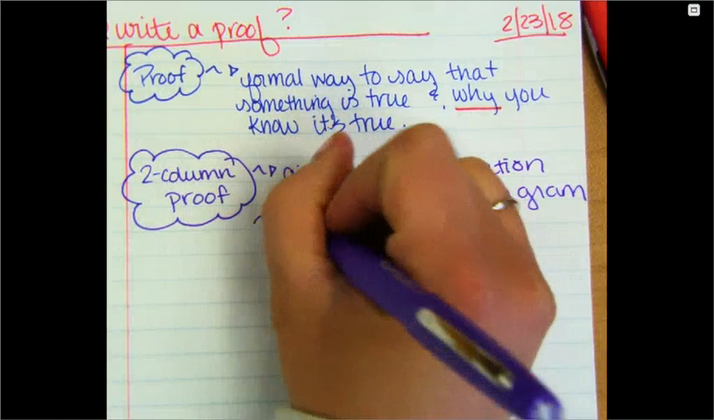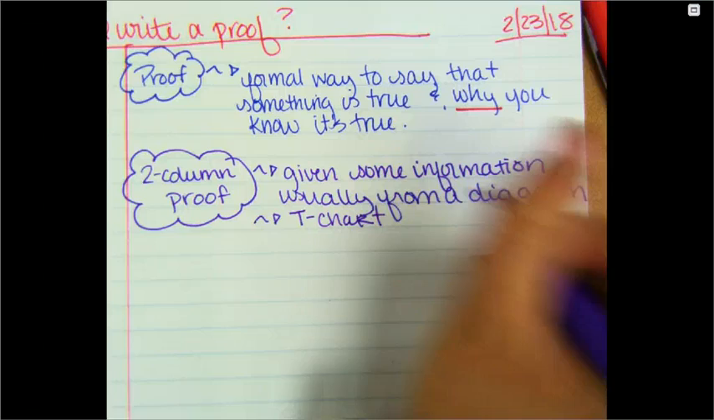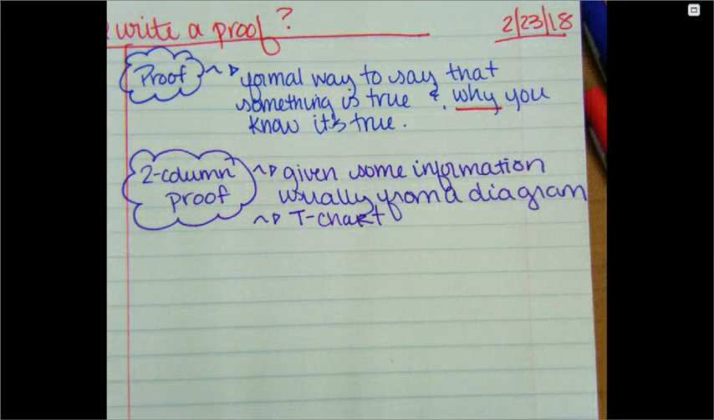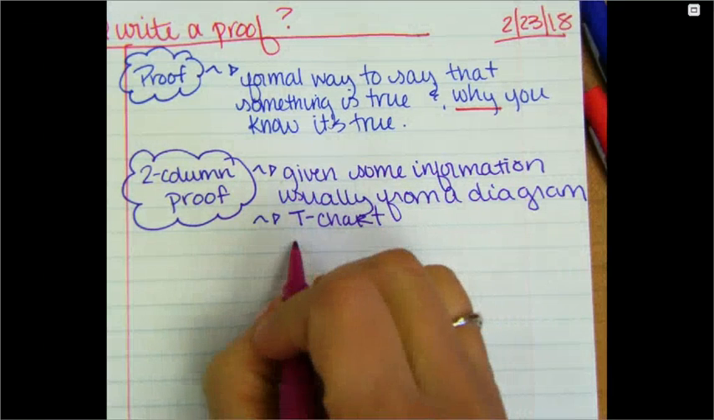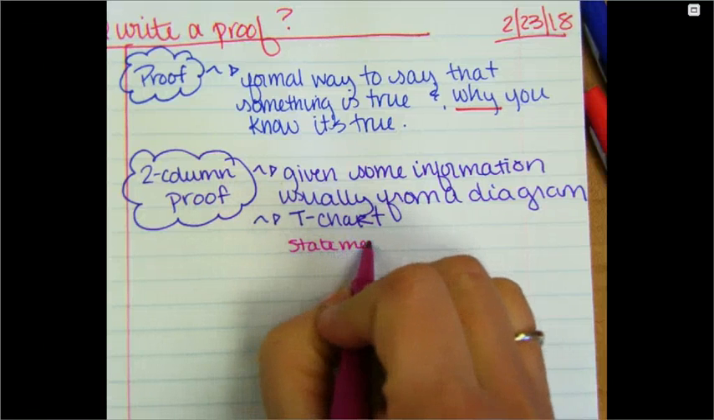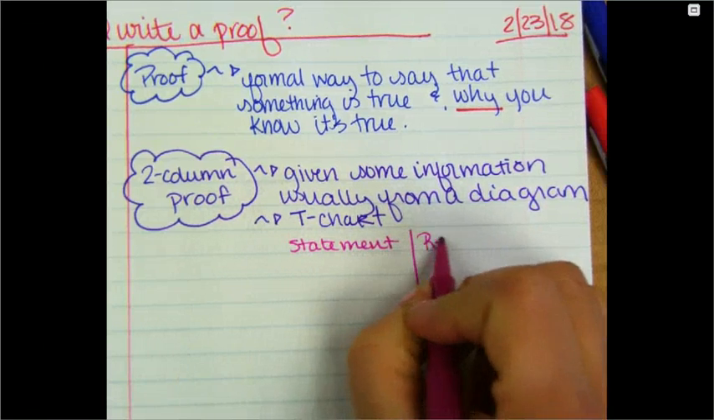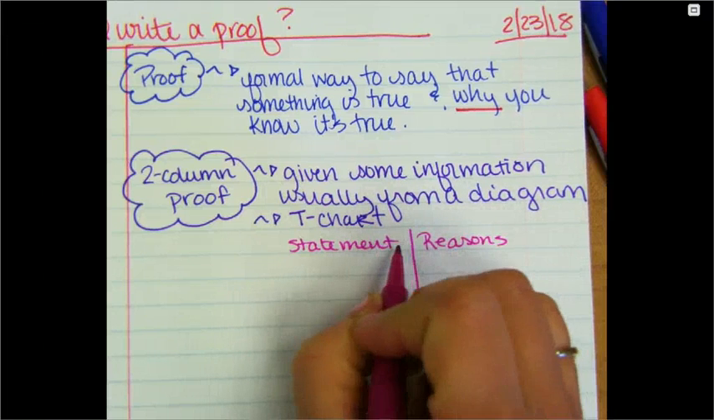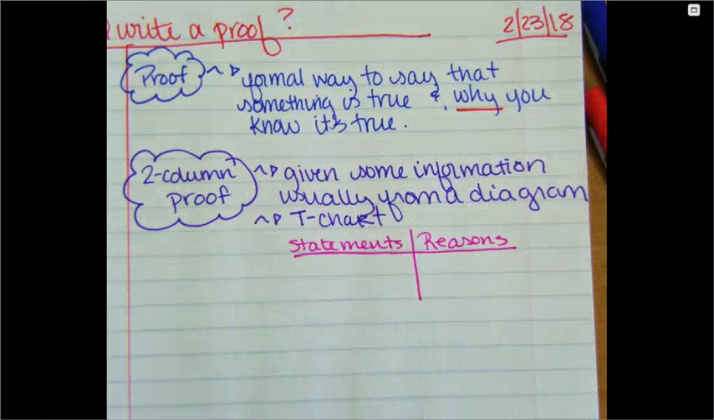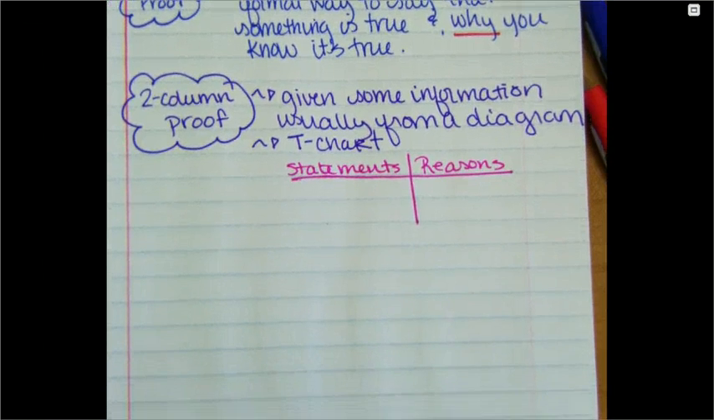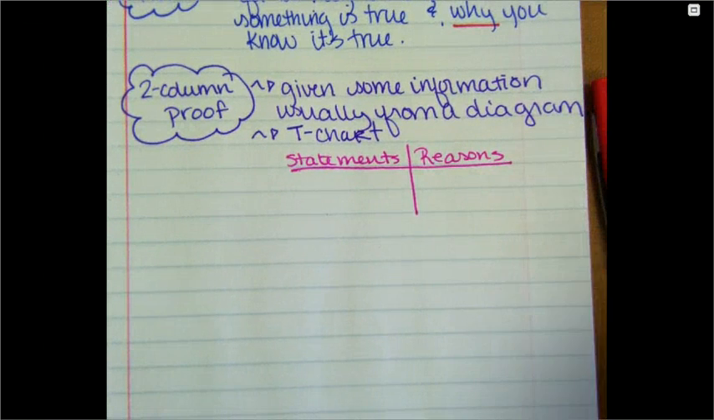Now the way we write a two-column proof, it is a T-chart. And in IM1, you solved equations using a T-chart. You had the work, then the reason. The work, and then the reason. I don't know if you remember doing that, but you did. So now it's going to look the same thing. You have the statement, and then you have the reason. Okay.